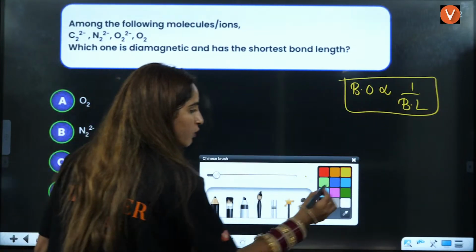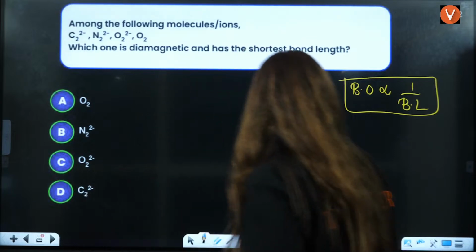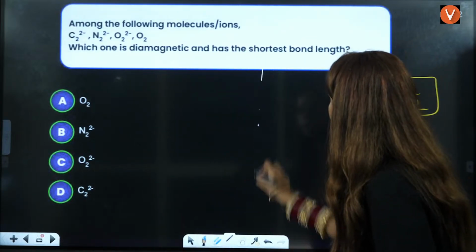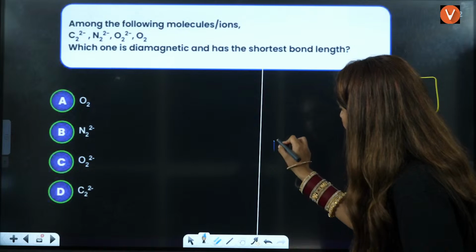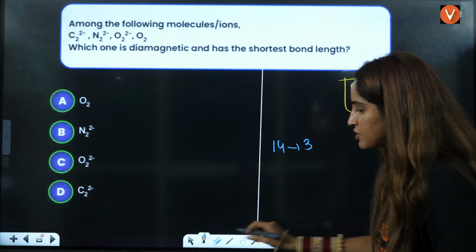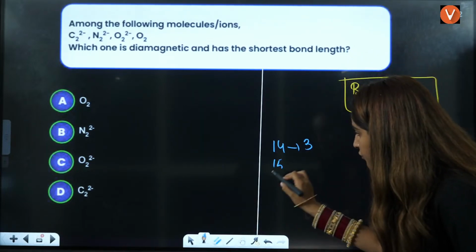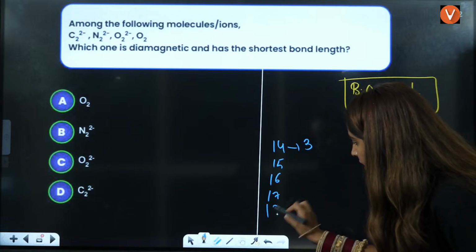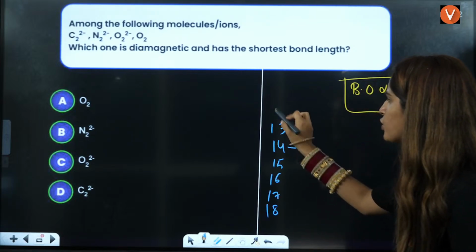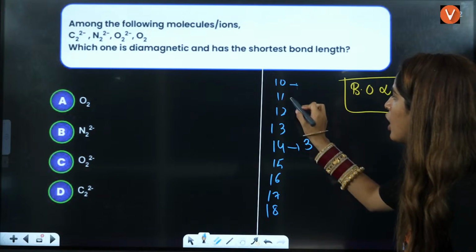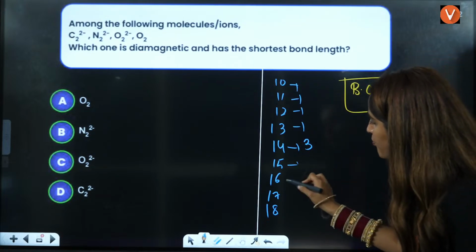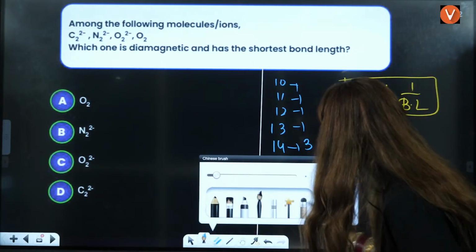If you talk about the bond order here, simply you have to calculate this with the help of this simple trick, that is 14 electrons means 3. When you increase it, 15, 16, 17, 18, you decrease it, and if you go to 13, 12, 11, 10, you have to subtract 0.5 from that.